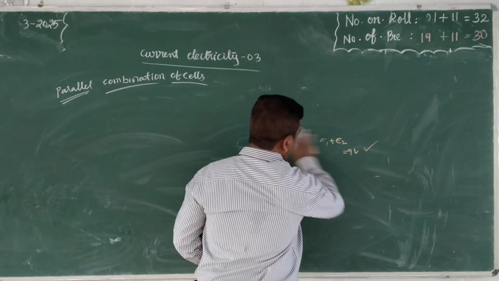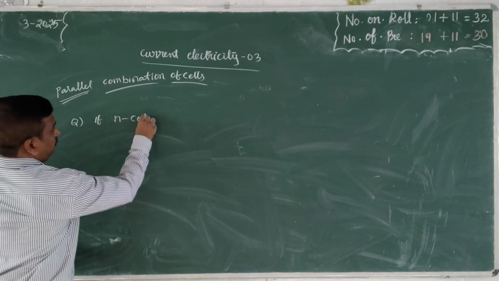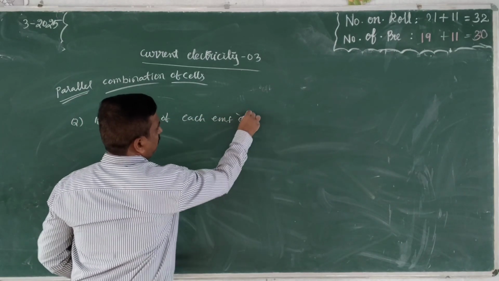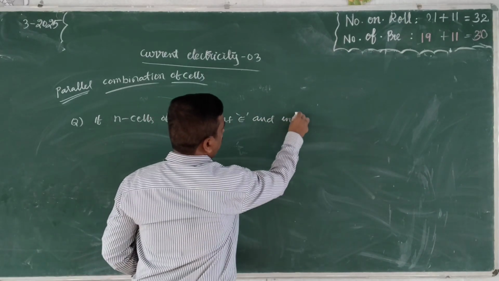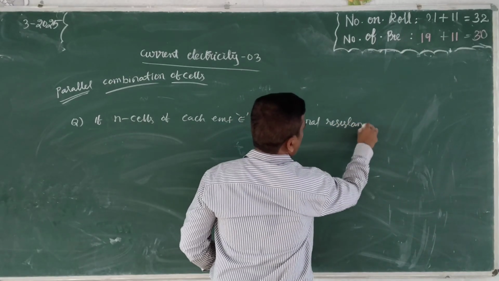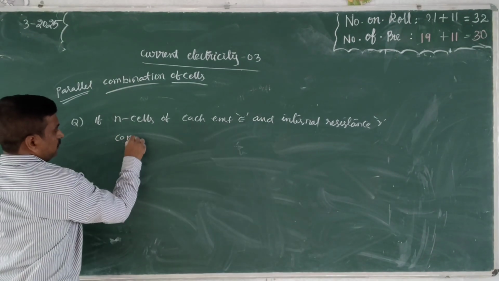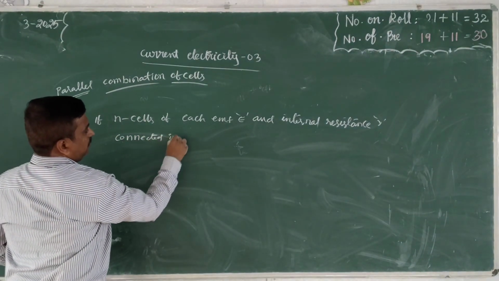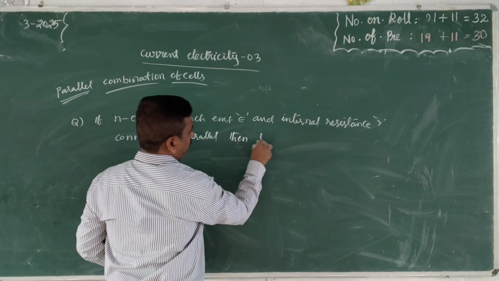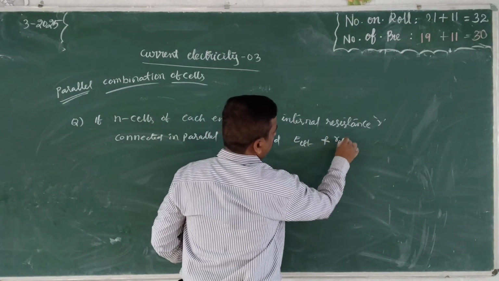Let me write the problem first. If n cells, each of EMF E and internal resistance R, are connected in parallel, then find the effective EMF and effective resistance. We want to find this out.